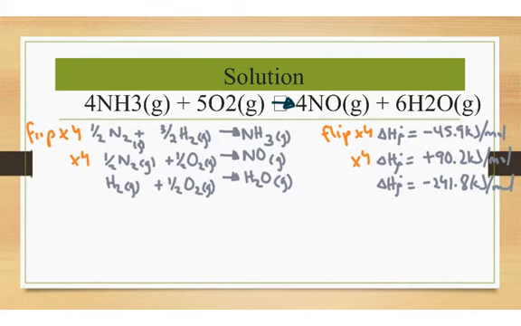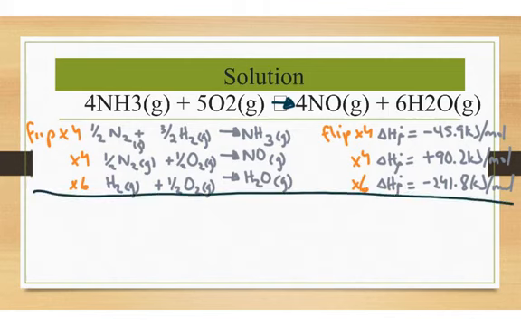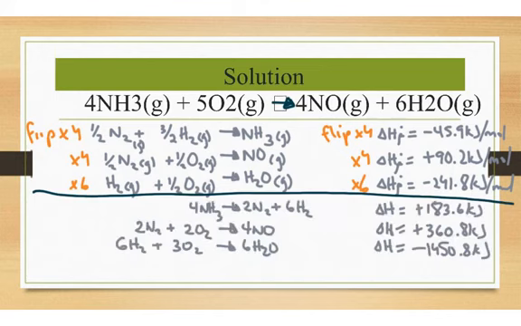Water, same thing. It's on the correct side of the equation, but we do need a coefficient of 6. So we're going to multiply by 6. So I'm going to go ahead and do those manipulations. We'll see how it turns out. All right, so I've just done my manipulations to both the equations and the enthalpy. Now I'm going to do my cancellations.